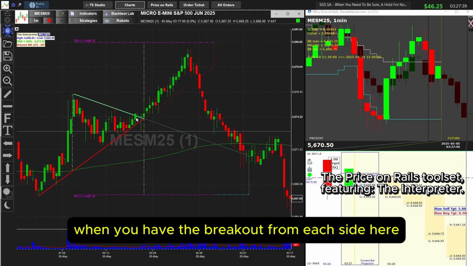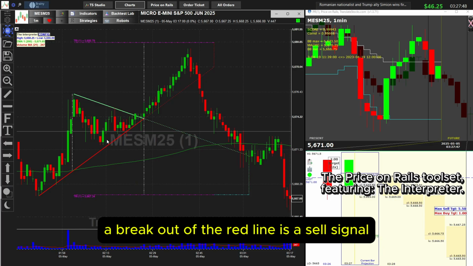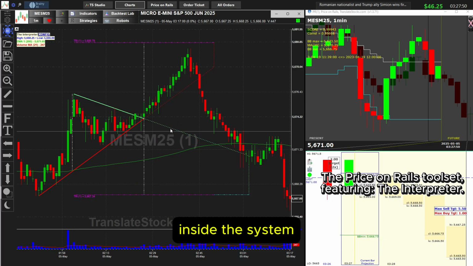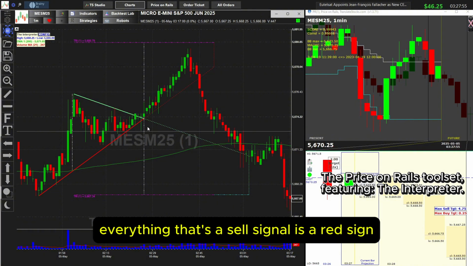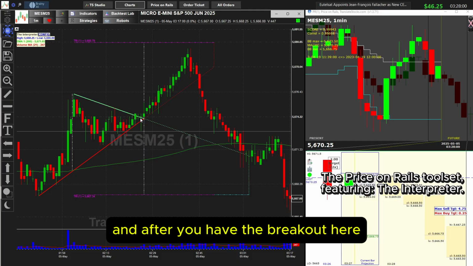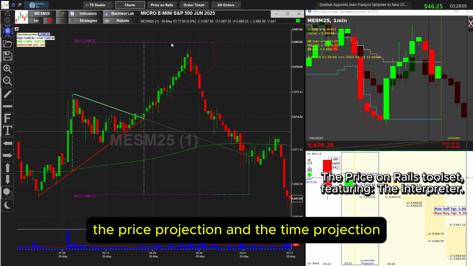When you have the breakout from each side, like the green, a breakout of the green line is a buy signal, a breakout of the red line is a sell signal inside the system. Everything that is a buy signal is green, everything that's a sell signal is red. And after you have the breakout here, you have automatically drawn for you already the projection, the price projection and the time projection. That's important, the price projection and the time projection.